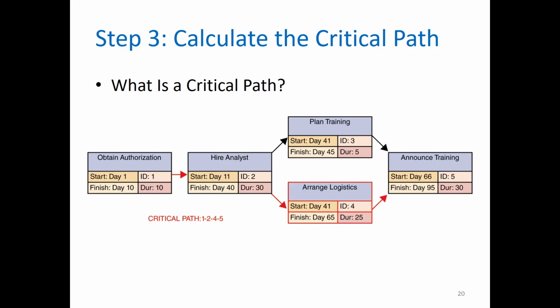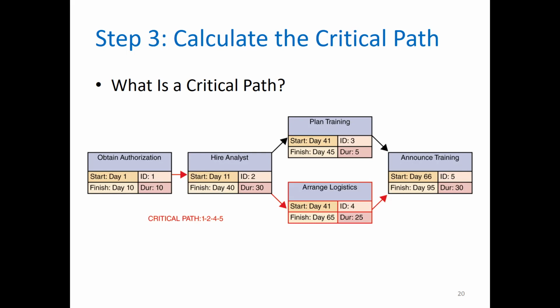Task 5 depends on tasks 3 and 4, which are multiple predecessors. Because task 5 depends on both tasks, it cannot start until the later of the two tasks is completed. In this example, task 3 ends earlier, but task 4 will not be completed until day 65. So task 5 cannot start until day 66. It has a duration of 30 days. Therefore, task 5 will finish on day 95.